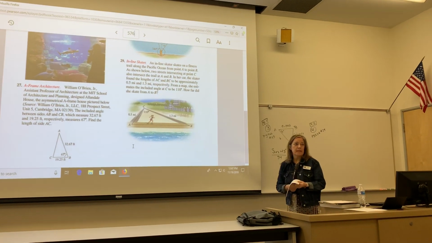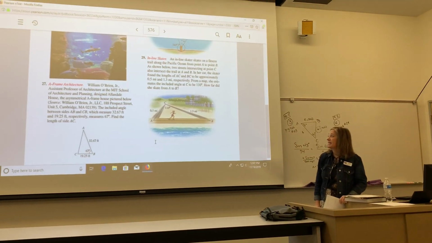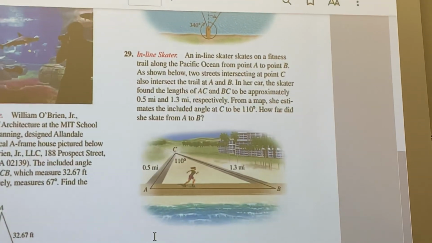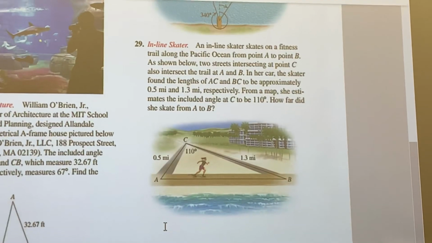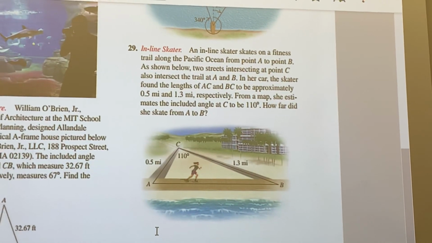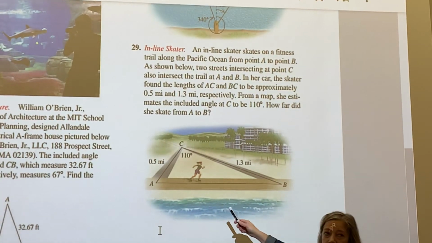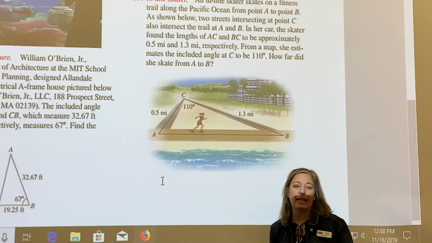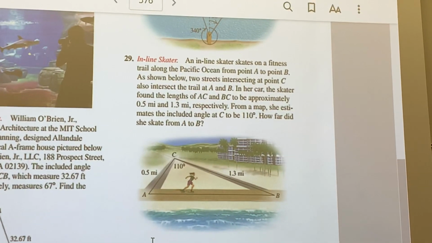So this particular problem says the following. An inline skater skates on a fitness trail along the Pacific Ocean from point A to point B. So here's this diagram. From point A to point B is where the skater is skating along.